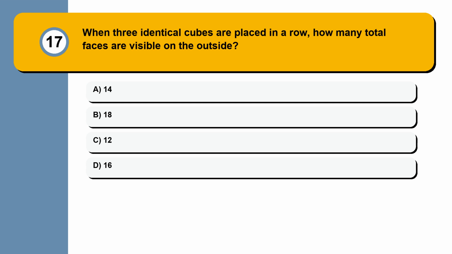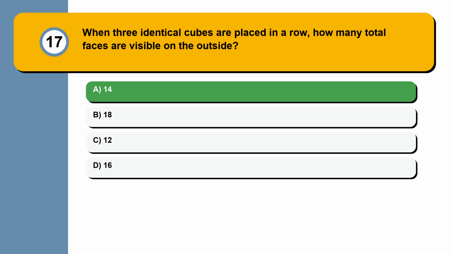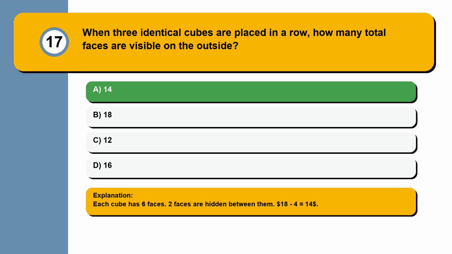Question 17. When 3 identical cubes are placed in a row, how many total faces are visible on the outside? 14, 18, 12, 16. Each cube has 6 faces. 2 faces are hidden between them. 18 minus 4 equals 14.